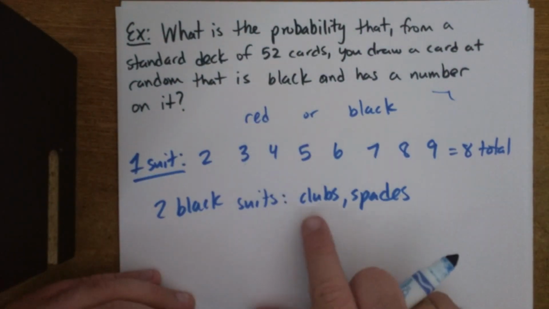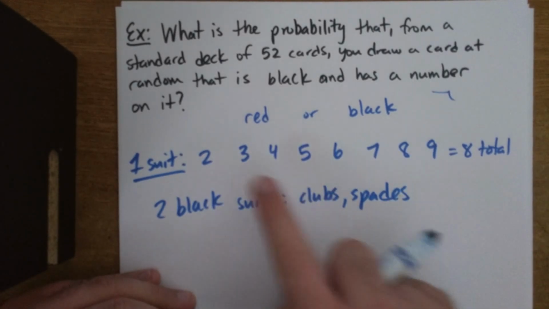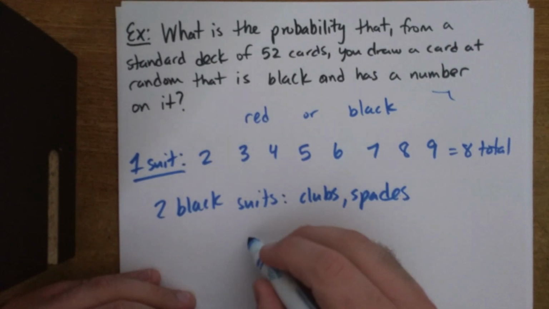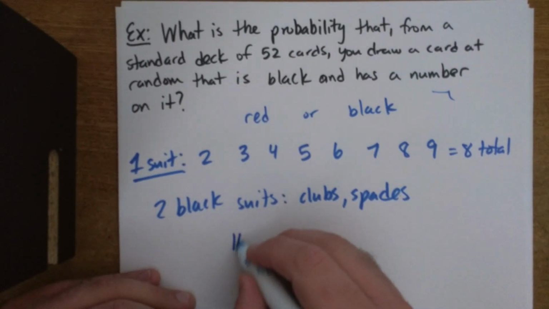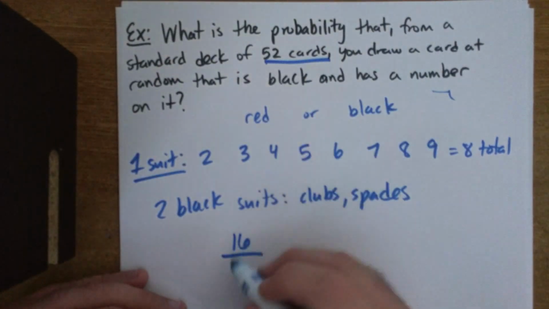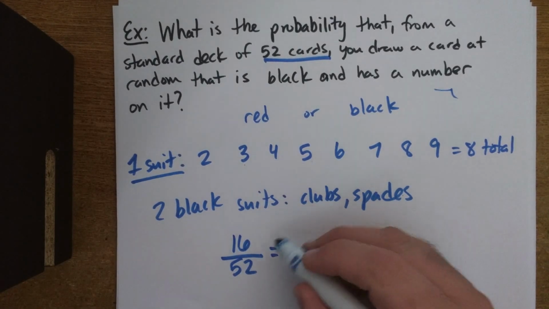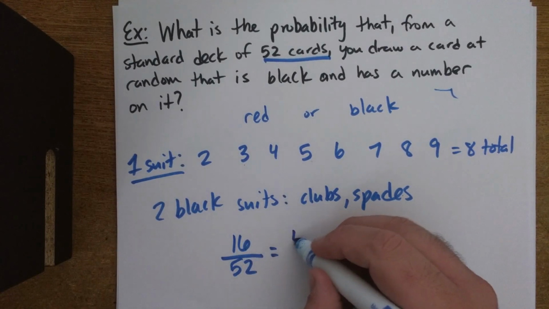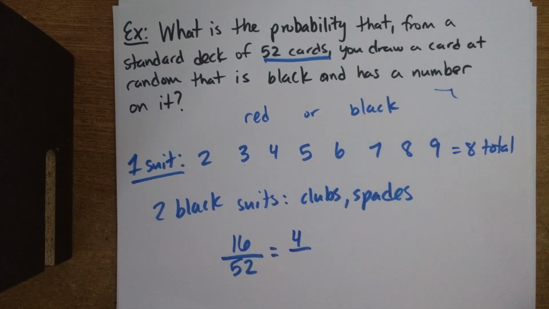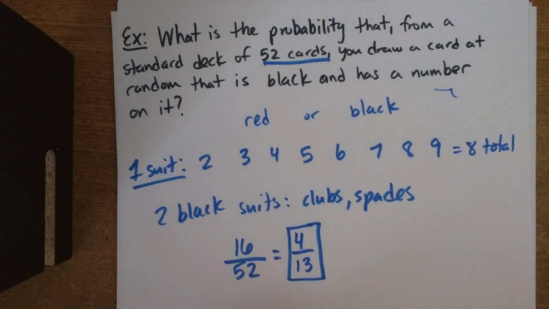So, anyways, clubs contains 8 of these, and so do spades. So how many is that total? That's 16. And then how many total cards are in a deck? Well, we just said there's 52 cards. And we just reduce this. So I believe 4 goes into both of these numbers. 16 divided by 4 is 4. 52 divided by 4 is 13. So you have a 4 in 13 chance of drawing a card that is both black and has a number on it.